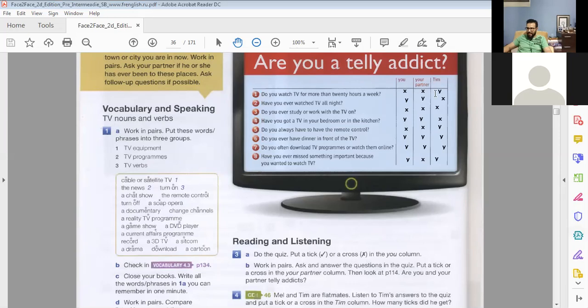He has more yeses than us. So he has 1, 2, 3, 4, 5. He has 5 yeses. We have 1, 2. I have 1, 2, 3, 4. You have 1, 2, 3, 4, 5. So maybe Tim is more addicted.